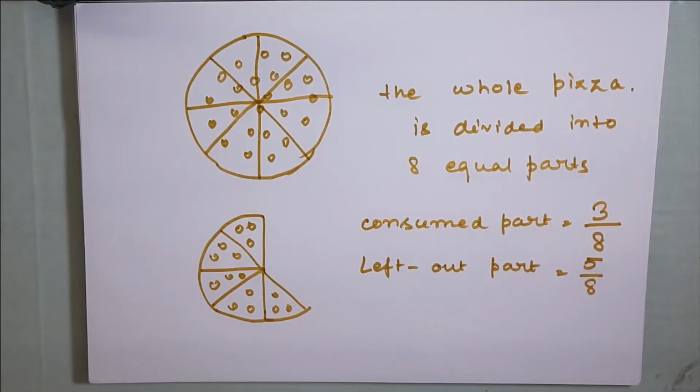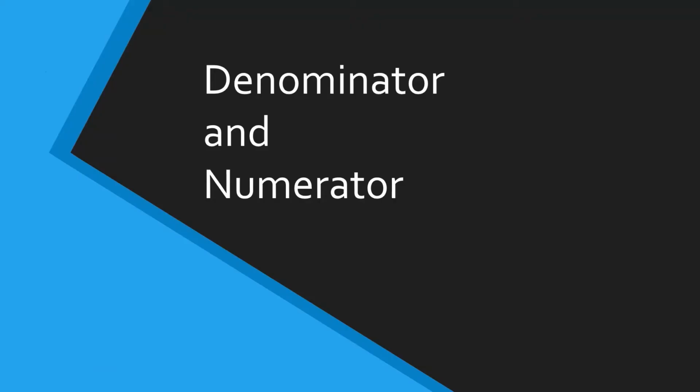If you remember our earlier example which we have just discussed, 2 by 4 is a fraction, 1 by 2, 1 by 4 is a fraction, 3 by 4 is a fraction. All these are fractions.